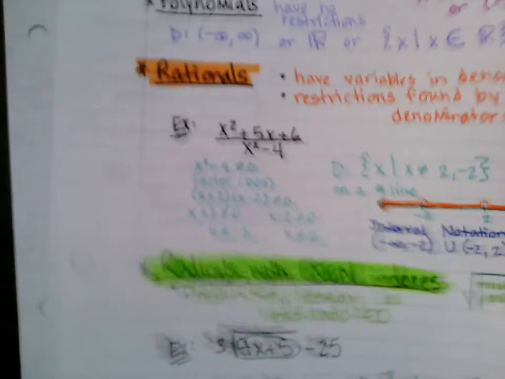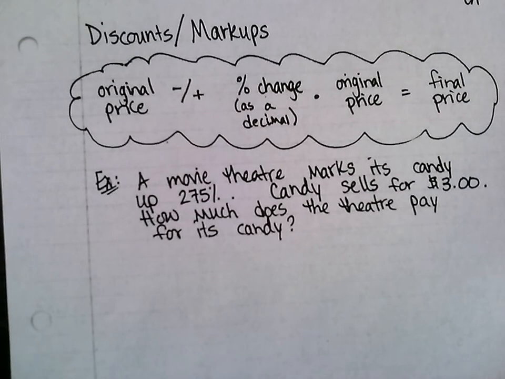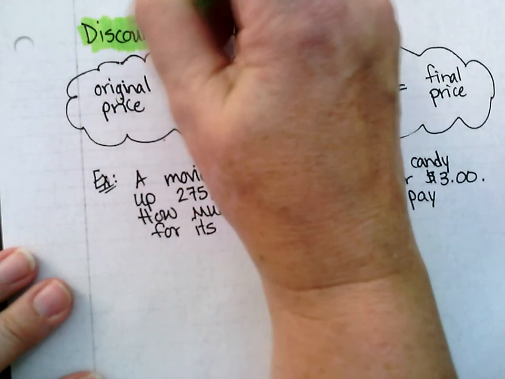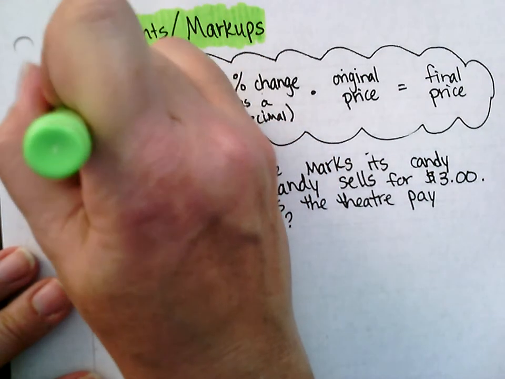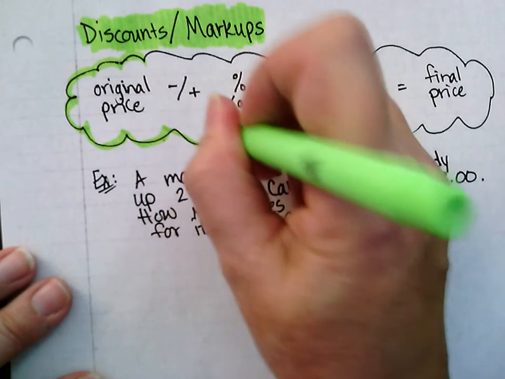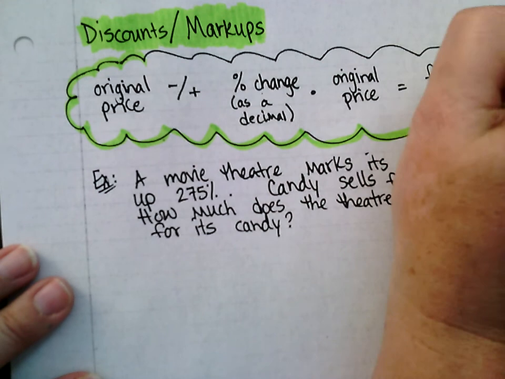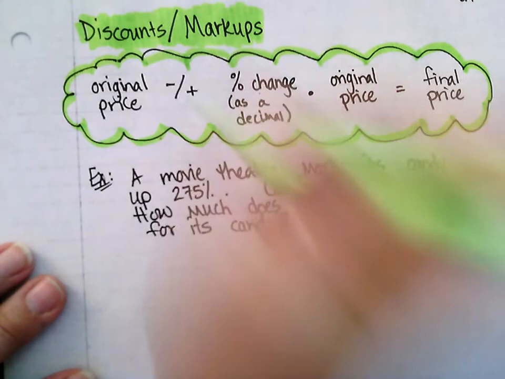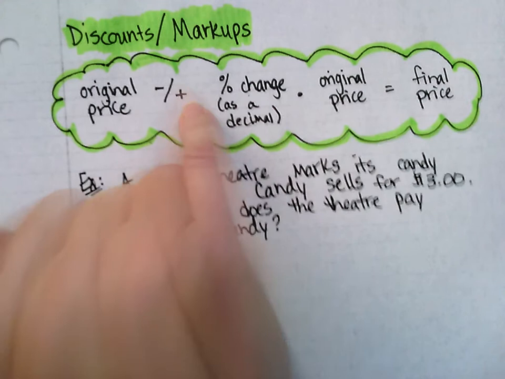Okay, what is next on our pages? Discounts and markups. I'm going to give you a formula to use for discounts and markups. And that is this guy right here. We're going to take the original price plus or minus the percent change as a decimal times the original price is going to equal the final price. So obviously we will be subtracting if we have a discount, adding if we have a markup.